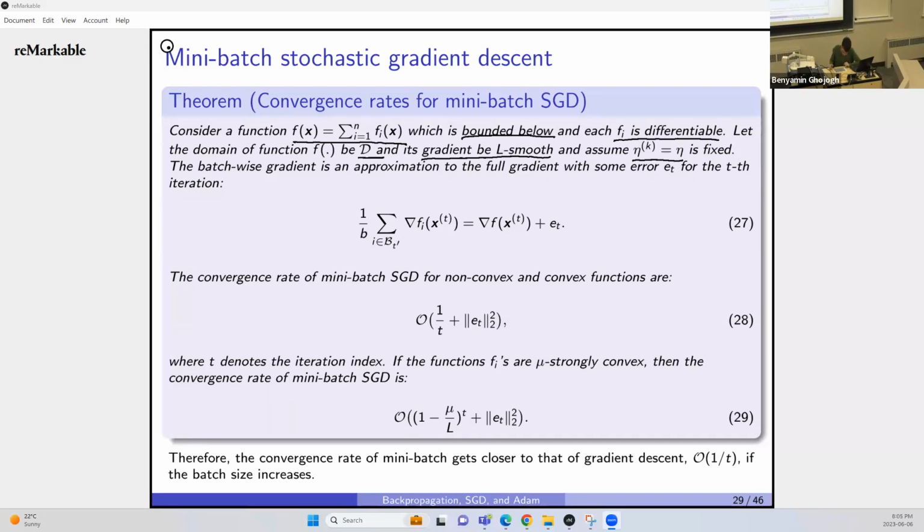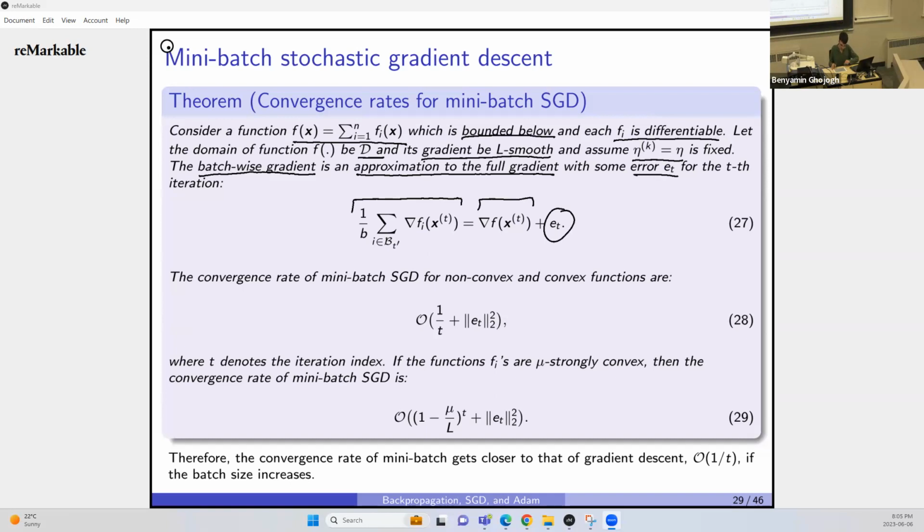The batch-wise gradient is an approximation. This is important. The batch-wise gradient is an approximation to the full gradient with some error. So this is the gradient of the batch, and this is the full gradient. So you can write it as: the gradient of the batch is the full gradient plus some error. Do you agree? In the t-th iteration, the error at every iteration is different, right? Because at every iteration we are taking different batches.